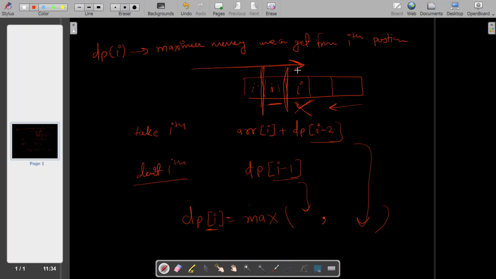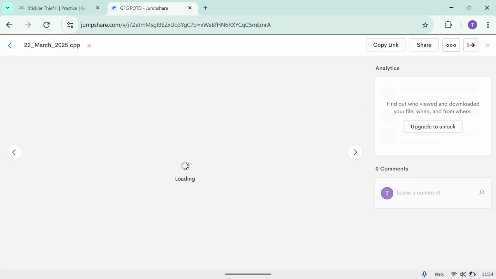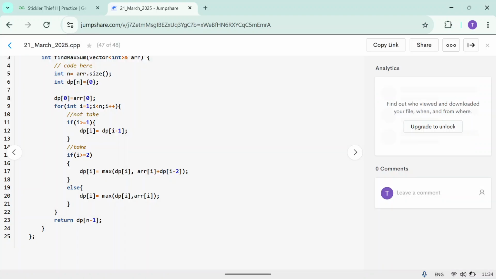Let me share the code of yesterday also. Here I have the code. We are looping from 1 to n and adding dp of I minus 1, because if it is not greater than or equal to 1... and if it is greater than or equal to, then we have the two cases I mentioned: dp of I minus 1 and ARR of I plus dp of I minus 2.